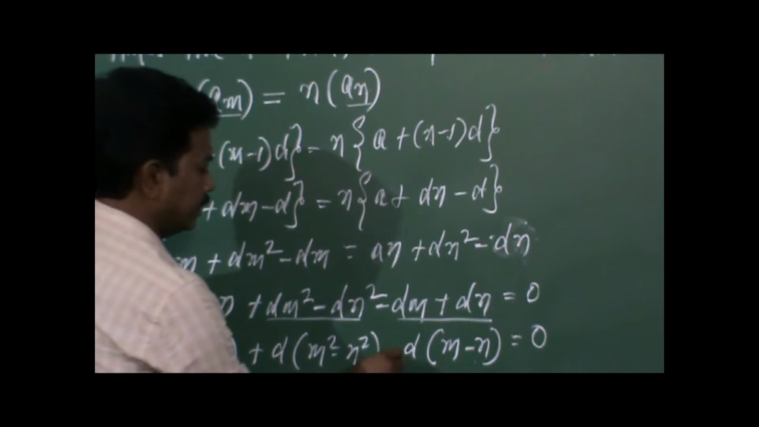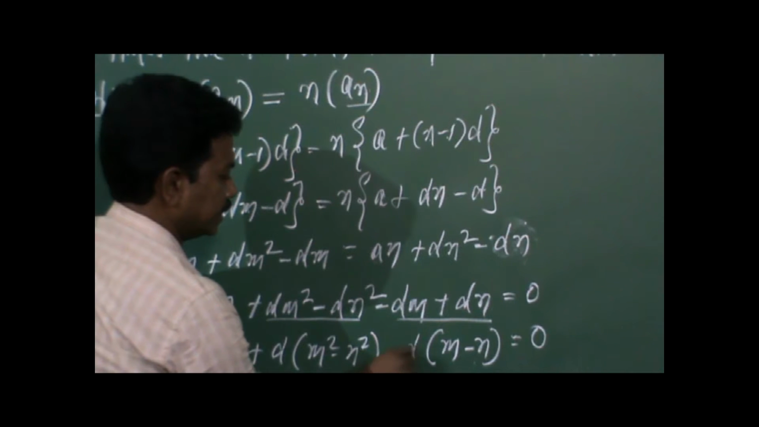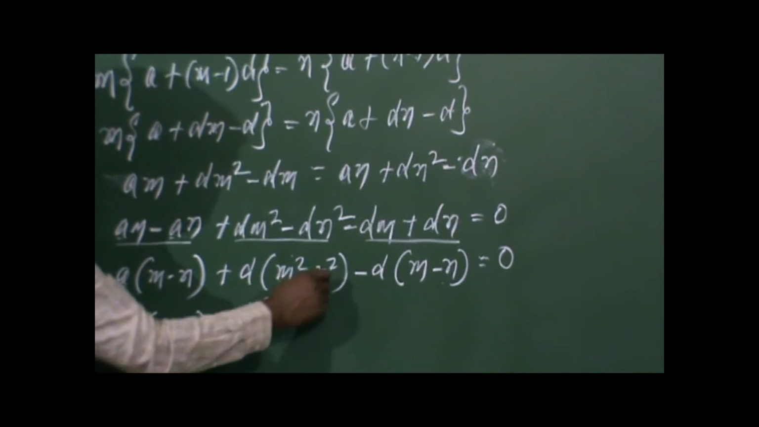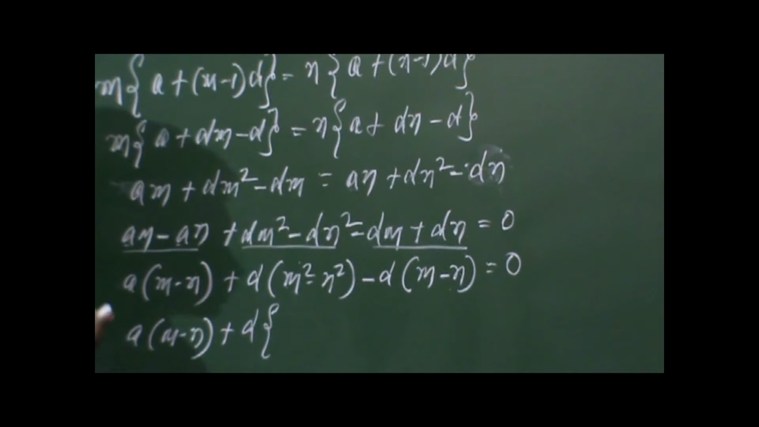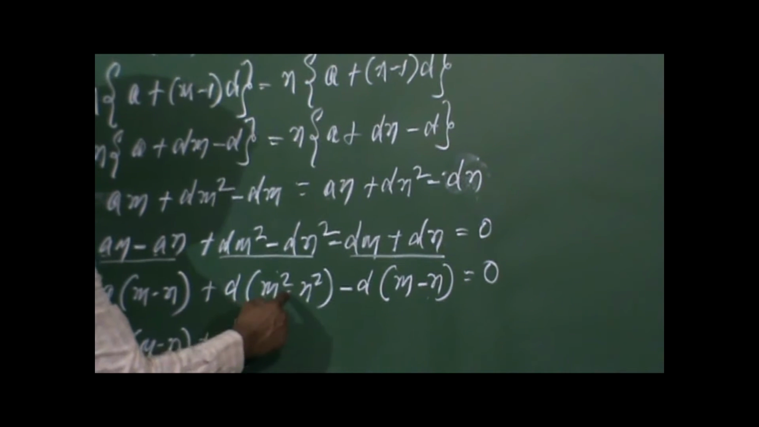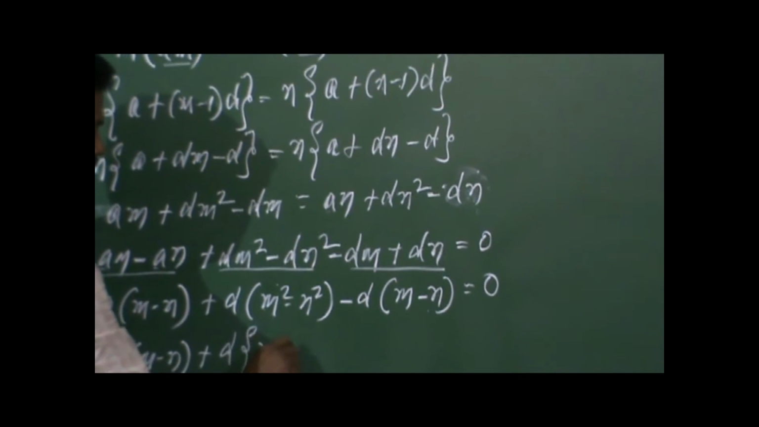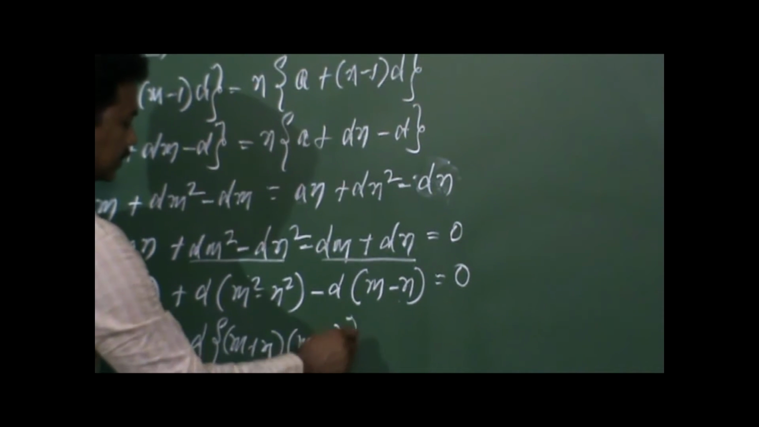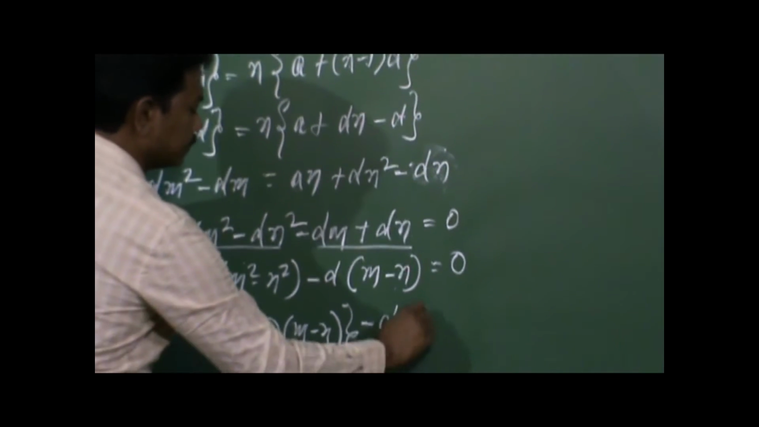Please check out once again. Minus D into M is minus DM, minus into minus is plus, D into N is DN. So this is how it goes. So next, let it remain A into M minus N plus, so D into this M square minus N square can again be written as per the identity in algebra what you are studying in your 8th standard class. So it is in the form of a square minus b square, which can be written as M plus N into M minus N. So this carries minus D into M minus N is equal to 0. So this is the thing.